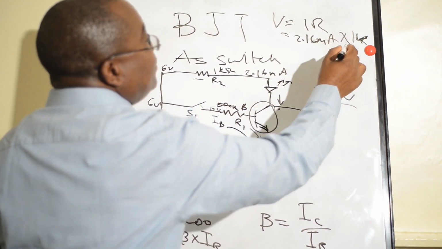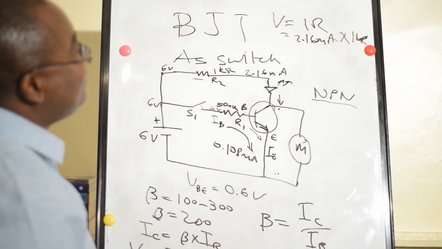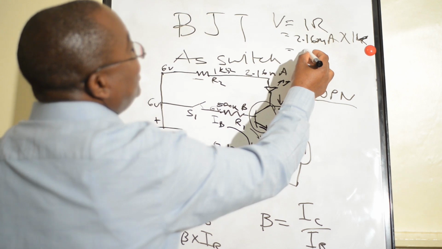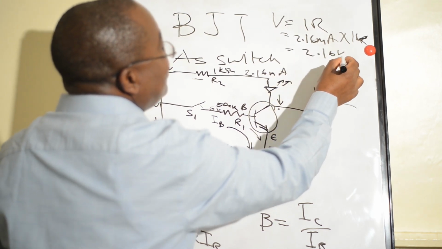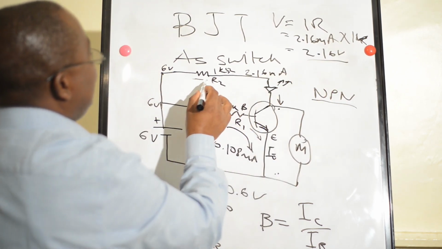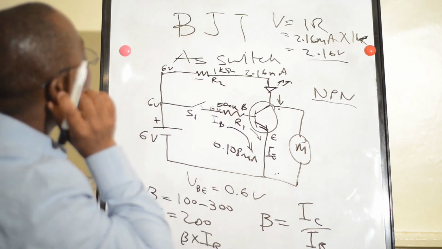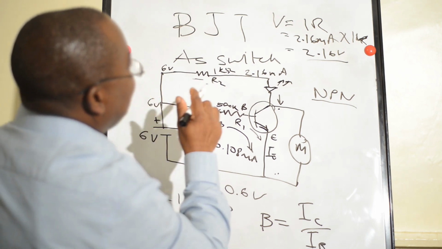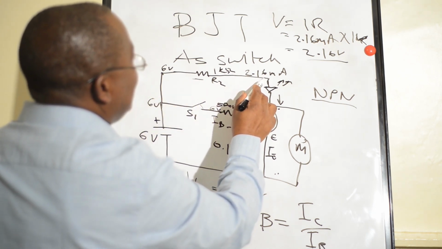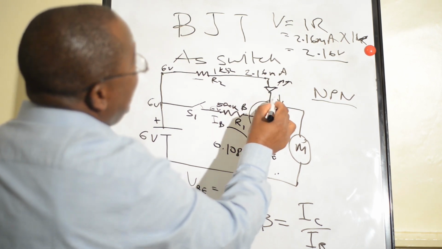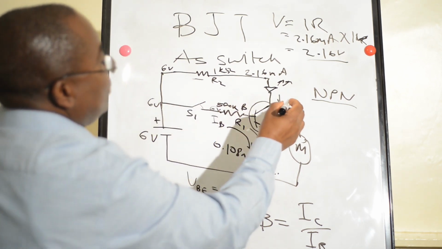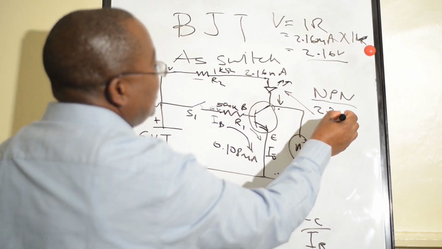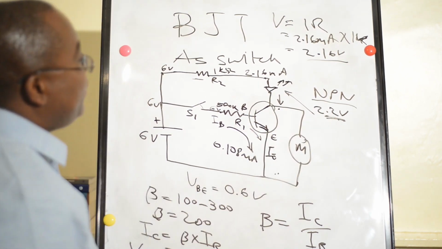This is 1 kilo ohm. So here we have a voltage which is 2.16 volts. 2.16 volts will drop here. And so, if we want to know the voltage at this point, the diode, normally the diode drop is 2.2 volts. This is the diode drop.